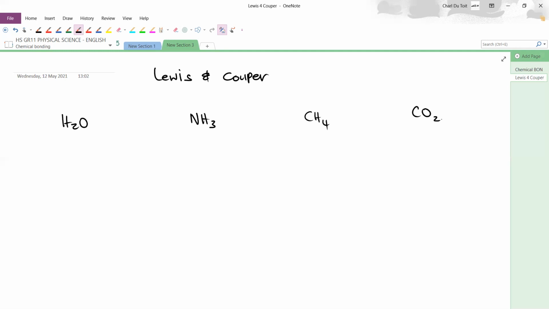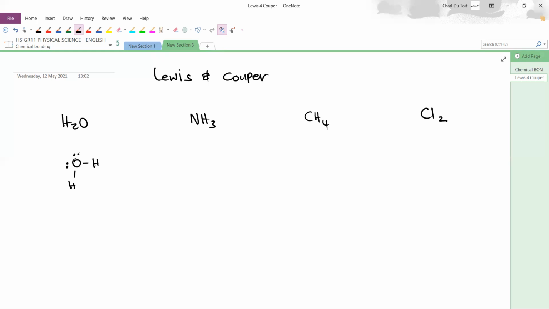Right. I actually want to replace CO2. I just want to replace it with something like chlorine gas for now. Right. Water, I'm going to draw a Cooper diagram. Water looks like that. Is that correct? In a Cooper diagram? Yes, sir.